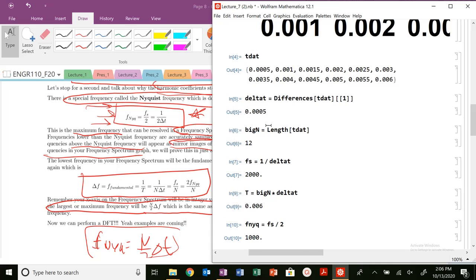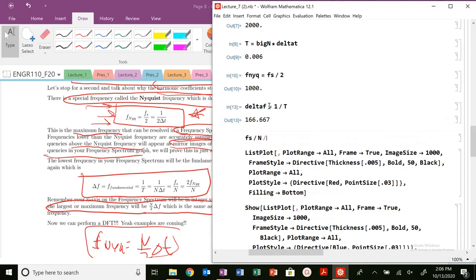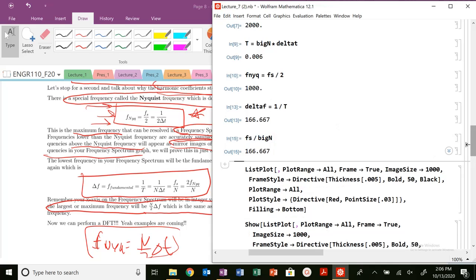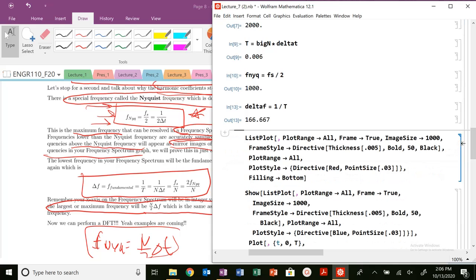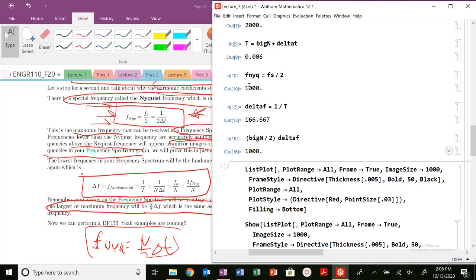Oh, sorry, we haven't defined delta f yet. So delta f is equal to 1 divided by T. And again, that's f s divided by N, same values. Same values again. That's my delta f in terms of hertz. And if I multiply big N divided by 2 times delta f, that should be equal to my Nyquist frequency, which it does. Excellent. Everything's working out in the world.